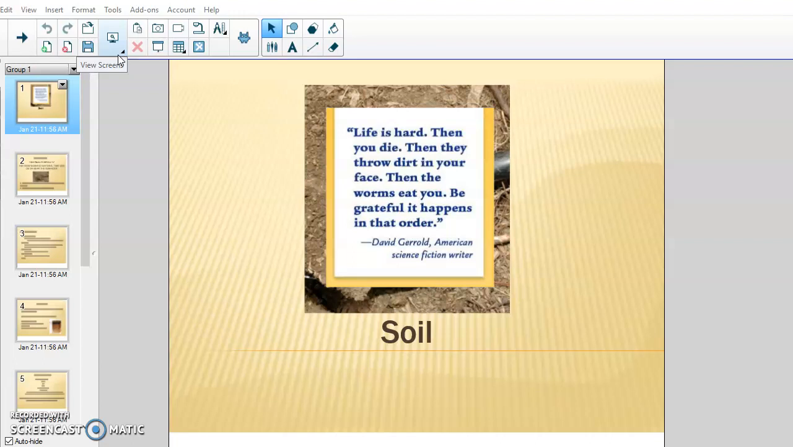Hi, today we are going to talk about soil, okay? We're going to talk about what soil is, the parts of soil, its composition, and its forensic value. So you should have your soil notes out in front of you and be ready to go.